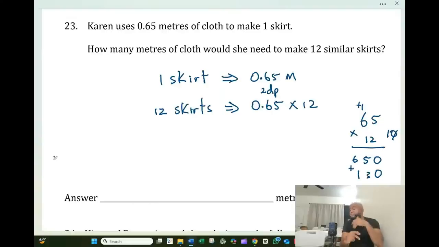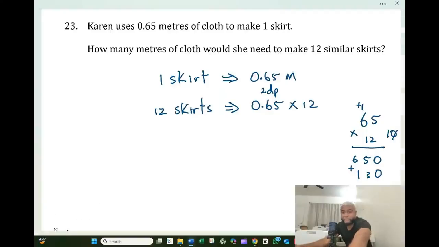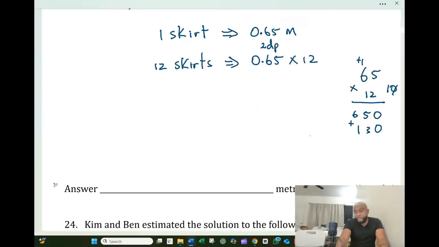So when we do this multiplication now, we have to add these 2 lines, right? So 650 plus 130 will give me what, my children? 0. 5 plus 3 is 8. 6 plus 1 is 7. So this here would be 780.